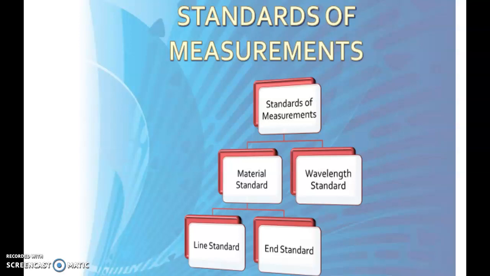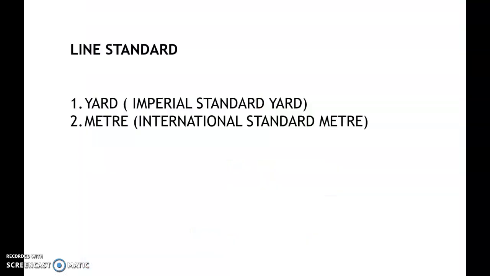In today's session, we are discussing various standards of measurements and their classification. The standards of measurements are generally classified into material standard and wavelength standard, and the material standard is further classified into line standard and end standard. We have two important line standards. One is the yard, otherwise the imperial standard yard. The second one is the meter, or international standard meter.